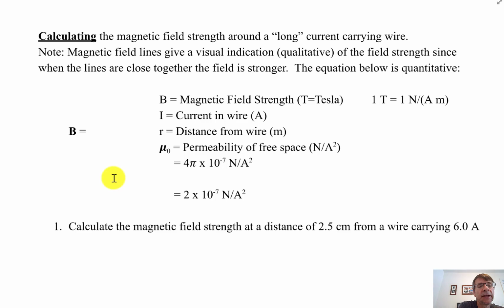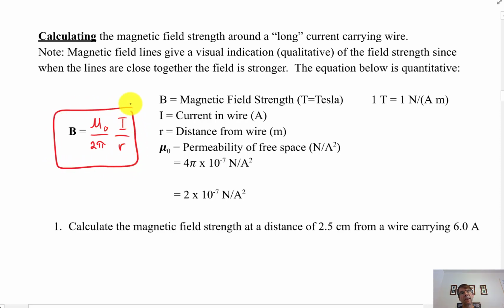And the equation is B, magnetic field strength, is equal to mu 0 over 2 pi times I over R. Once again, it is a vector, but the vectors are going to be pretty much limited to the tangents to the circle, because the direction is changing as it circles around. We'll practice this. But mu 0 is given.